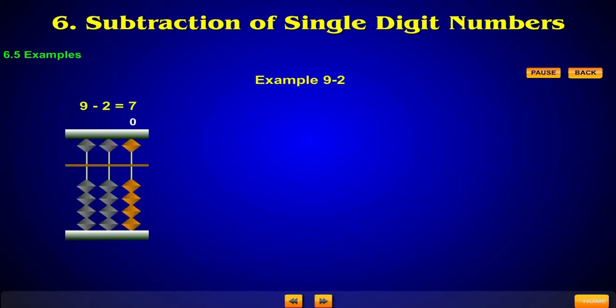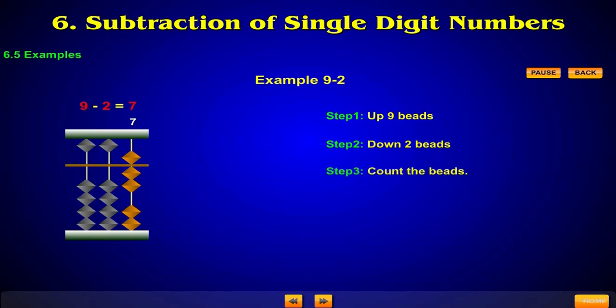Example: 9 minus 2. Step 1. Up 9 beads. Step 2. Down 2 beads. Step 3. Count the beads.